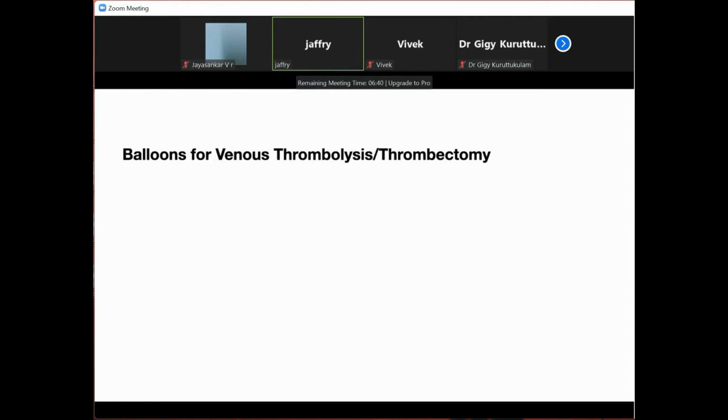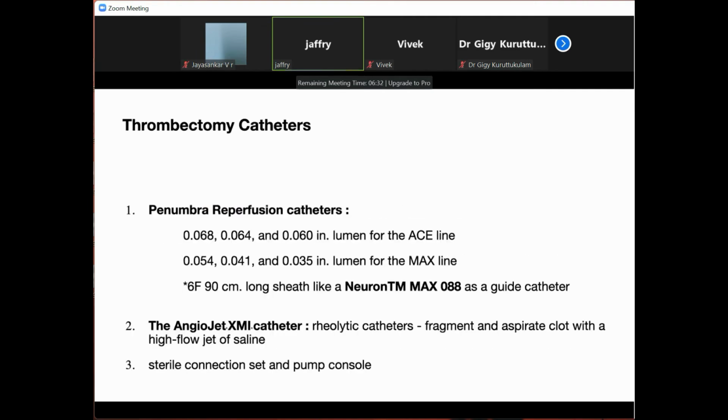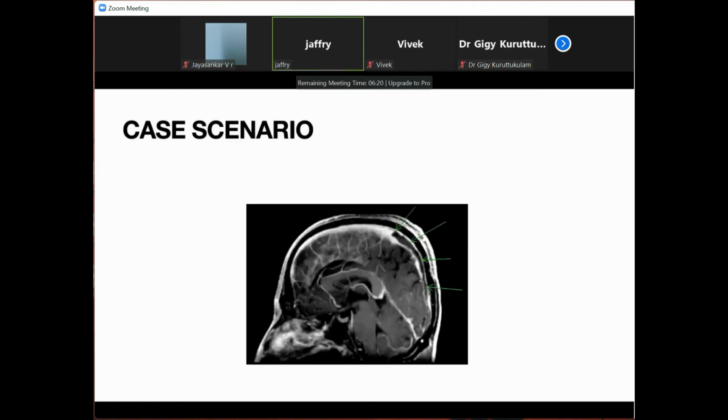The problem with soft flexible balloons is difficulty in going through the thrombus, so at times it is difficult for them. Thrombectomy catheters are the Penumbra reperfusion catheters and the AngioJet catheter. Here, I just wanted to show one case scenario, following which I'll show a video which I have taken from the internet. This is not our case, but I have taken it to give an idea about the endovascular approach.